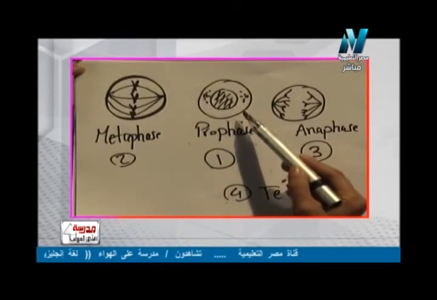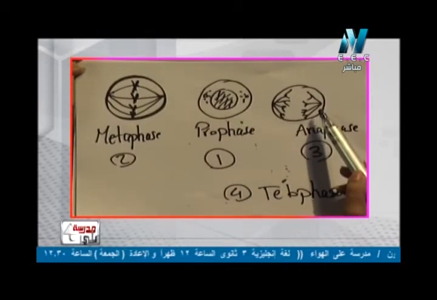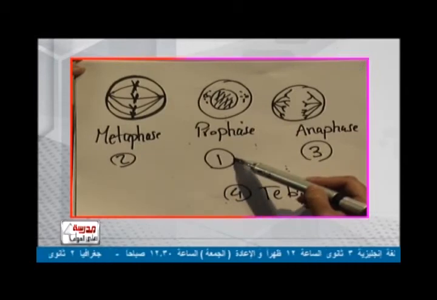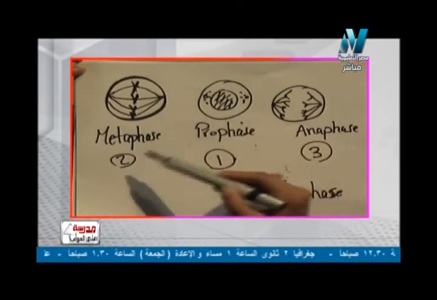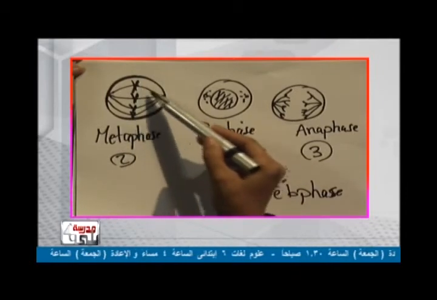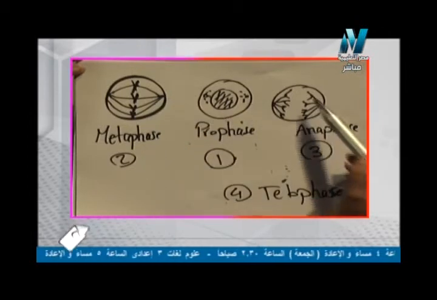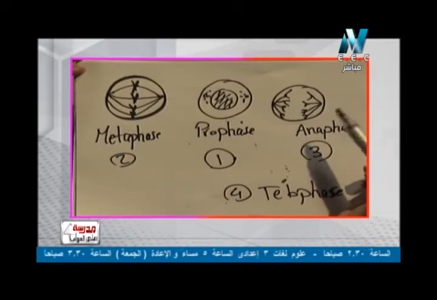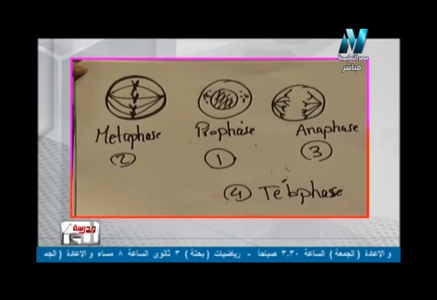So our friend Fadi answered the question. Number 1, he arranged the diagrams and wrote their names. The first phase that happened is prophase, in which the spindle fibers appear and the chromosomes appear, and the nuclear membrane is going to disappear. The second phase is metaphase. The chromosomes are arranged in the middle, connected from each side by spindle fibers. The third one is anaphase, splitting of the chromosomes into two halves. Thank you, Fadi.